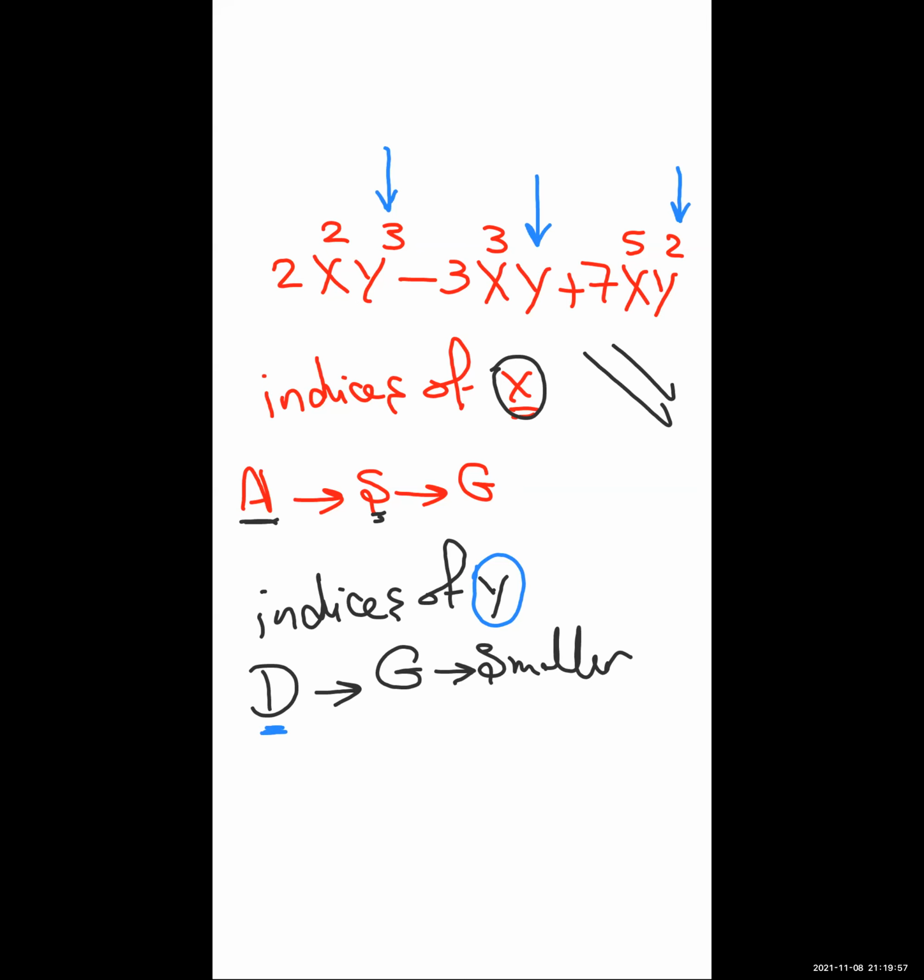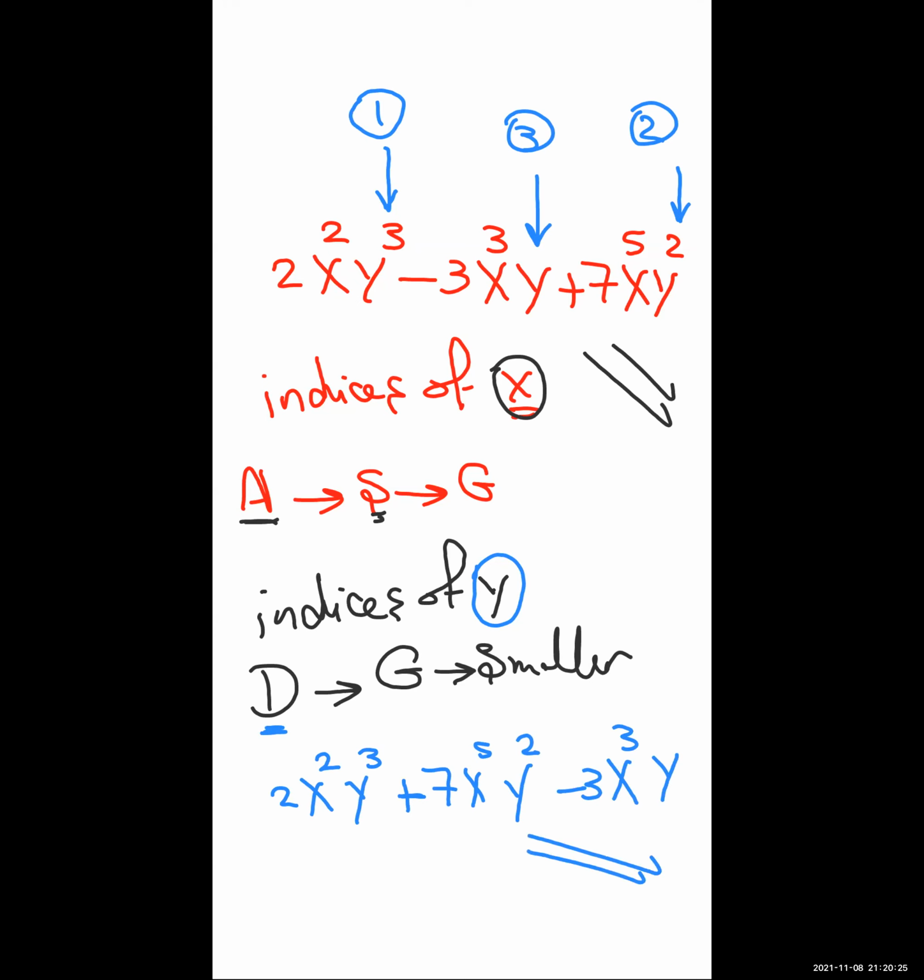Descendingly means from the greater to the smaller. So the powers are 3, 1, and 2. This means the greater will be this one, then this one, and then this one. So the first term will be 2x squared y to the power 3, plus 7x to the power 5 y to the power 2, minus 3x to the power 3 y. Because here I'm arranging the terms according to the indices of y, so only use y and forget about x. Okay, guys, are we clear about that?